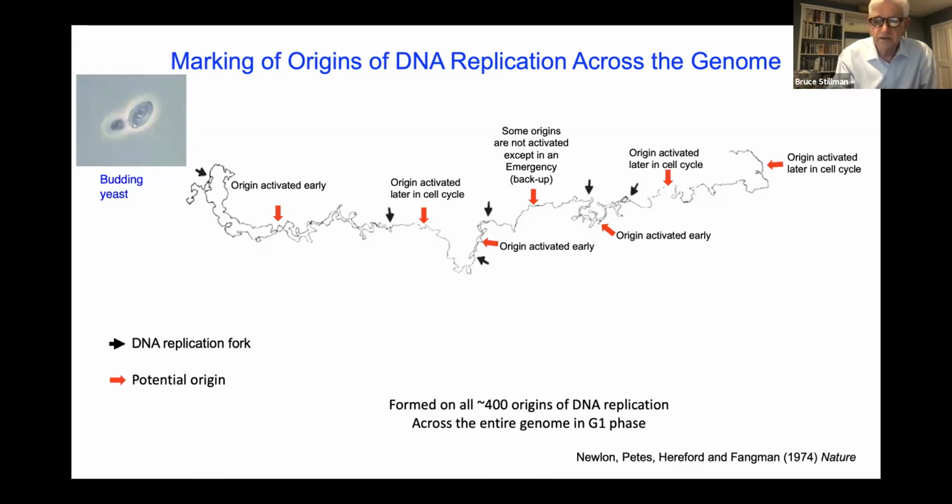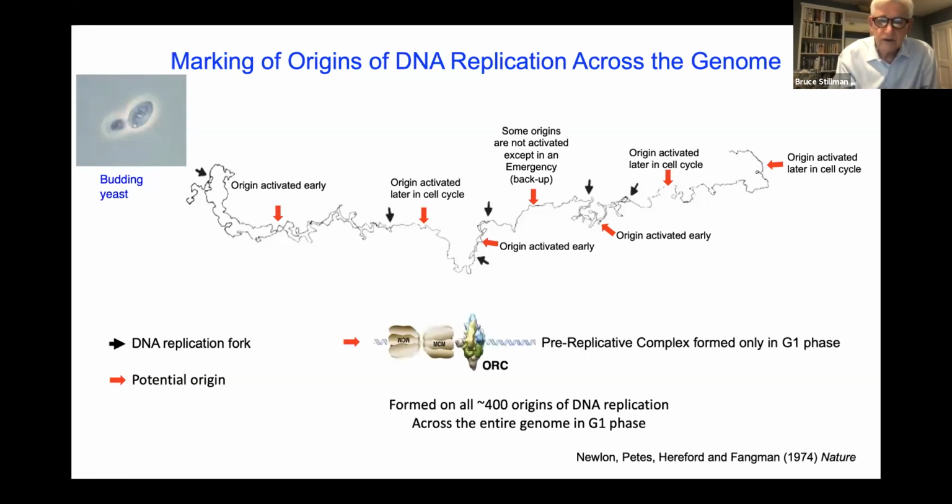one enters mitosis. And at all of these red arrows, there's a pre-replicative complex that's formed only in the G1 phase of the cell cycle across the entire genome. So in yeast, there are about 400 to 450 of these origins. And in mammalian cells, there's one about every 100 kb. So there are about 40,000 or 50,000 of those in the genome.